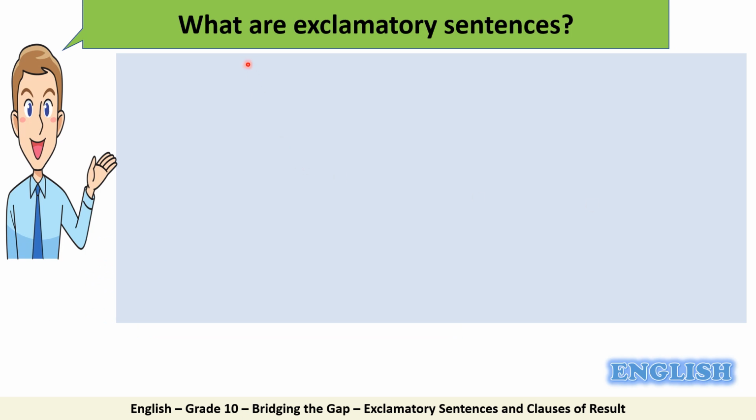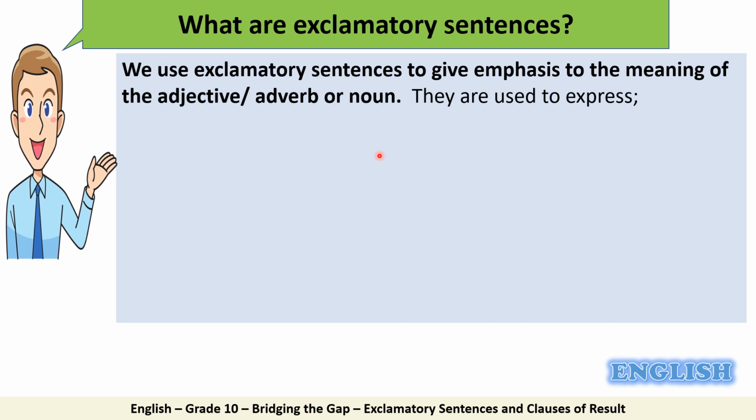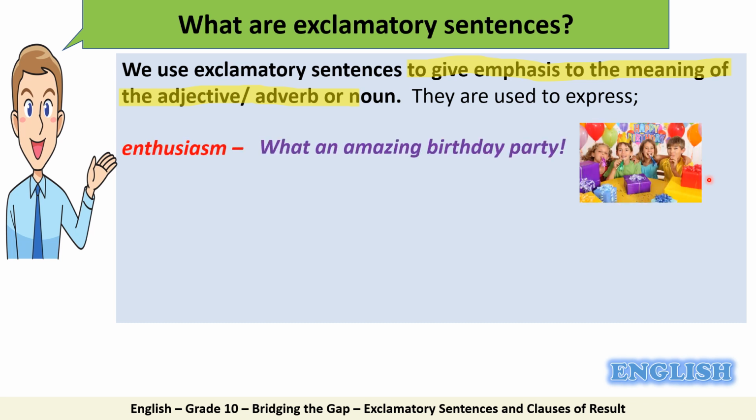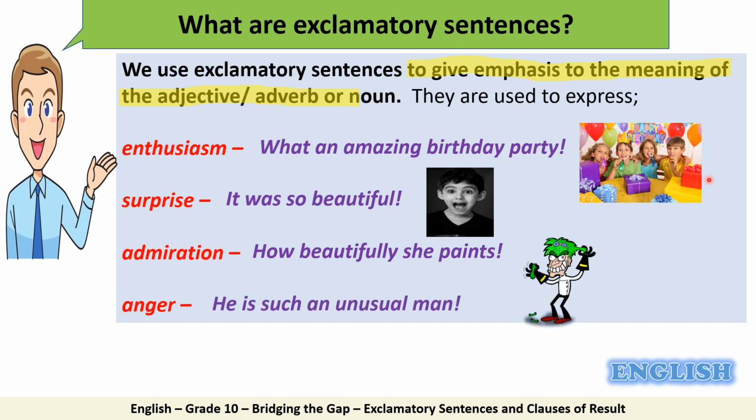Now, let's see what exclamatory sentences are and why we use them. We use exclamatory sentences to give emphasis to the meaning of an adjective, adverb, or noun. They are used to express, let's look at some of the examples now. Enthusiasm. What an amazing birthday party. Surprise. It was so beautiful. Admiration. How beautifully she paints. And finally, anger. He is such an unusual man.